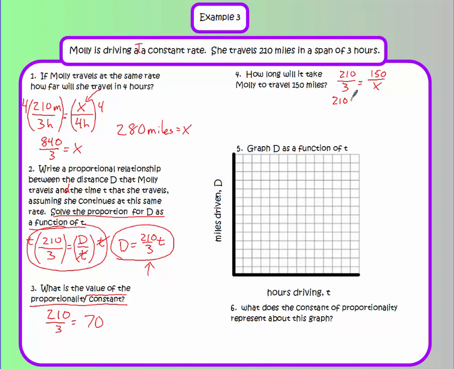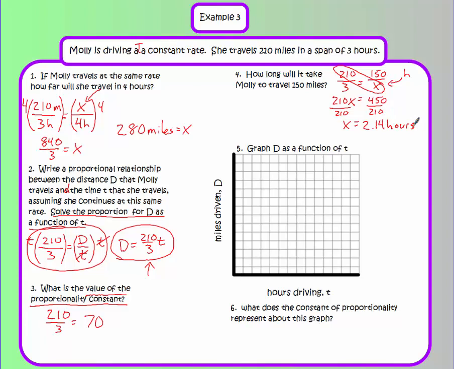Again, doing some cross multiplying, I would get 210x equals 450. Divide both sides by 210. Remember, right now we are looking for hours. So x equals 450 divided by 210. You get about 2.14 hours. That would have been one way to do this.